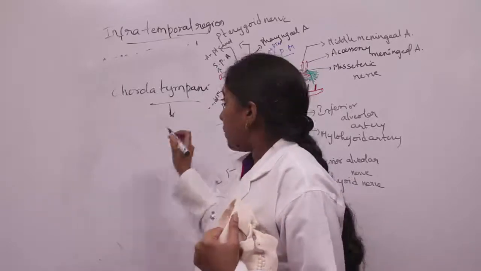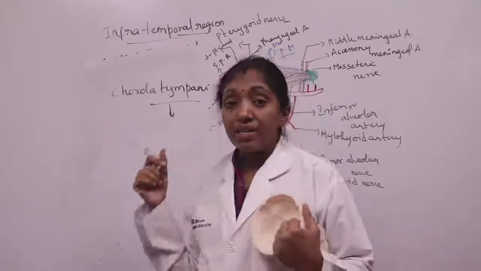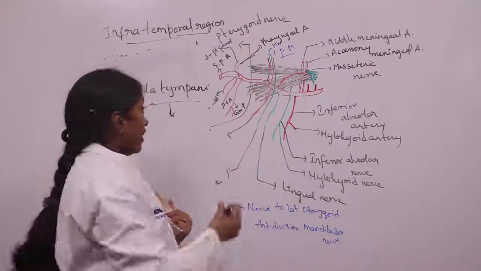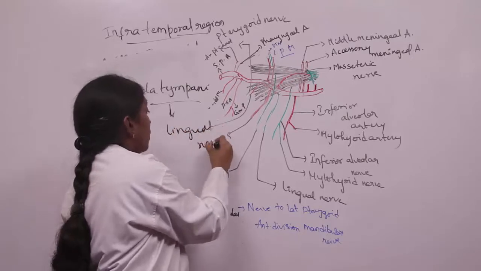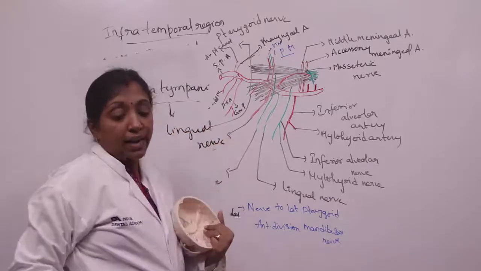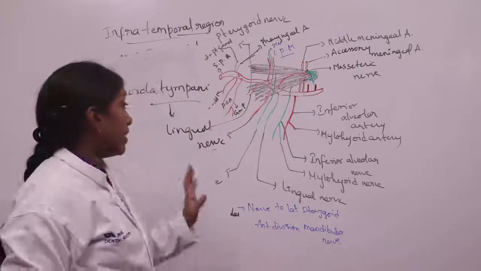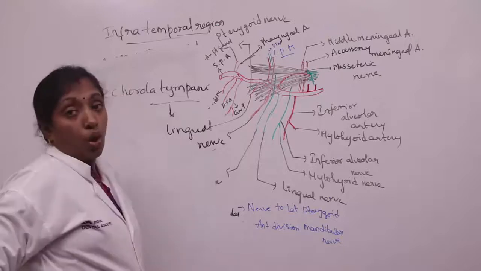And the chorda tympani nerve, after emerging, passes downwards and forwards beneath the lateral pterygoid muscle, and later it joins with the lingual nerve. It joins with the lingual nerve at an acute angle, and it conveys the taste sensation fibers for the anterior 2/3 of the tongue. Okay, so that's about the chorda tympani nerve.